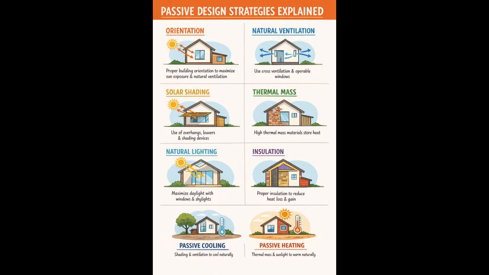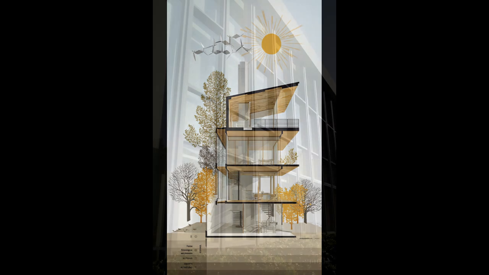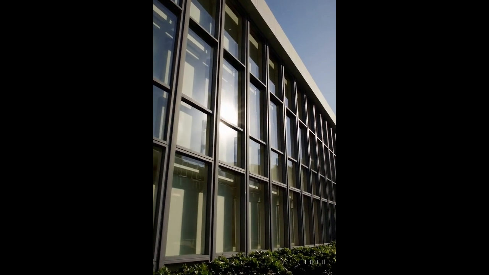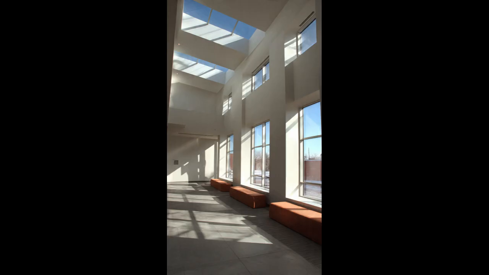5. Passive design strategies explained. Light, air, and heat. Passive design reduces energy consumption by responding to climate. It focuses on using natural resources efficiently. Daylighting reduces the need for artificial lighting. Proper orientation and window design improve visual comfort and energy performance.